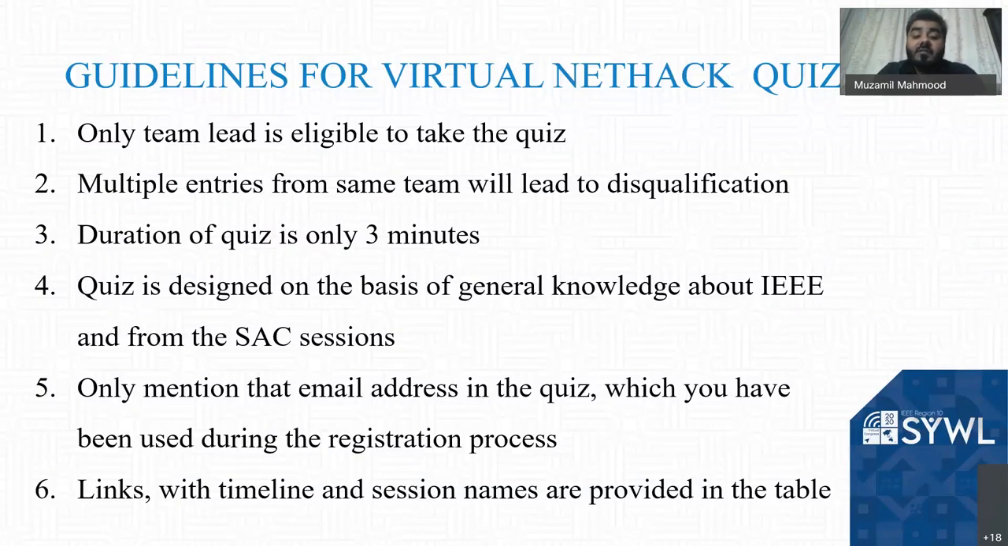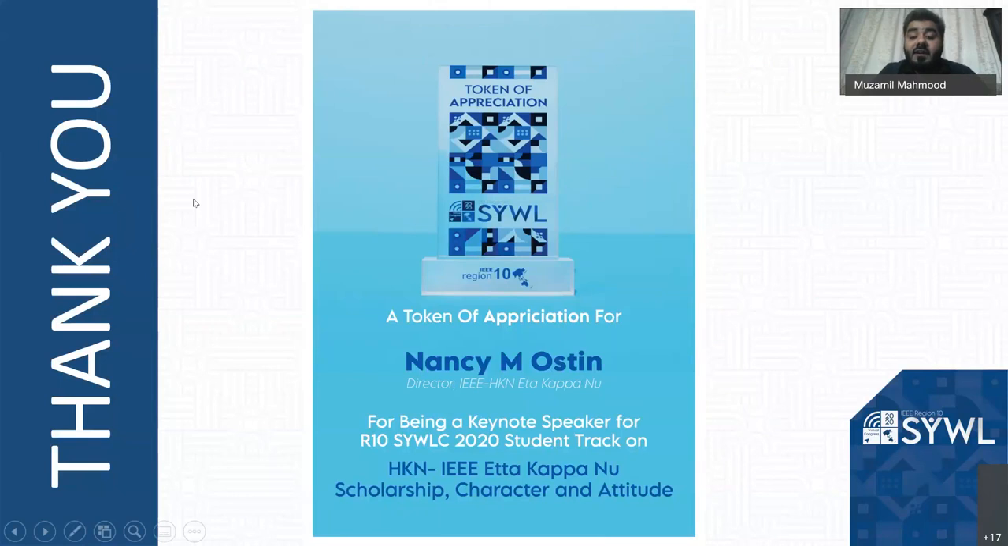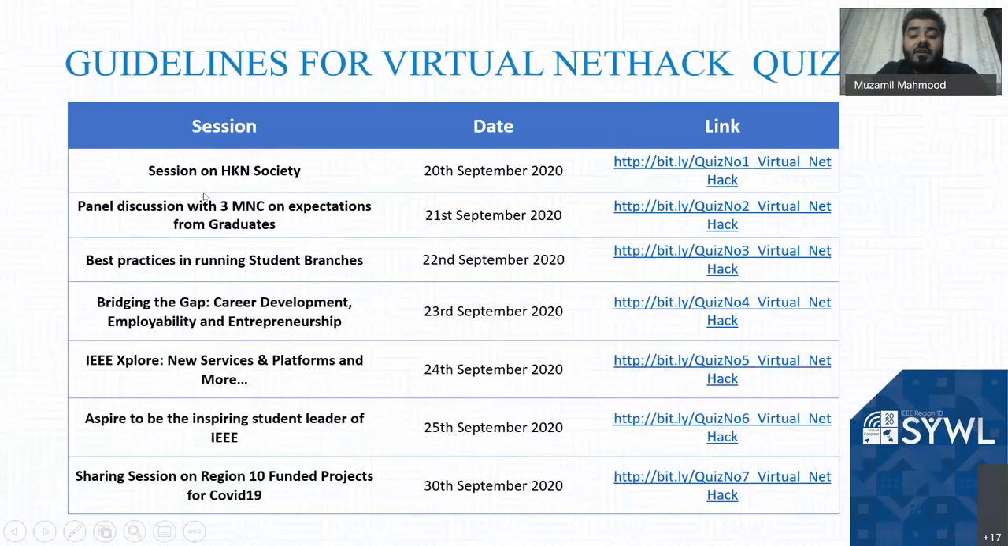The quiz is designed on the basis of the general knowledge of IEEE and from the SAC sessions. Only mention that email address in the quiz which you have used during the registration of the SYWL. In the next slide, you will see the links with the timeline, session names, and how to access the quiz. Next slide, please. Next slide. Okay, so this is basically the timeline. Team leads are requested to please visit the link of the respective session according to the date of the session. So team leads, quiz is waiting for you. Please go to your emails and click on the link for quiz 1. The time of your quiz starts now. Thank you.